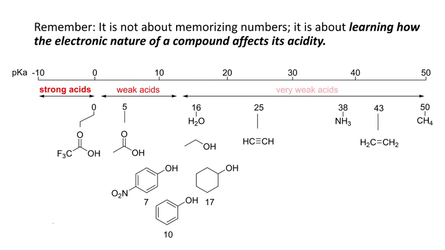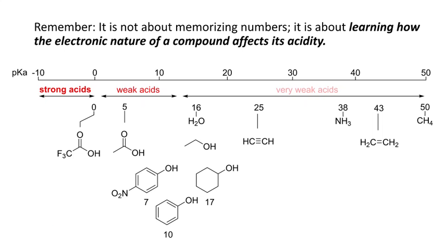And what I would just remind you of is that it's not about memorizing numbers. It's about learning how the electronic nature of a compound affects its acidity. And you can do some really nice practice on this, just taking two compounds out of this chart, comparing them the way I was doing, where they're related compounds, and seeing if you can give a rational explanation for why they appear where they appear on the chart.